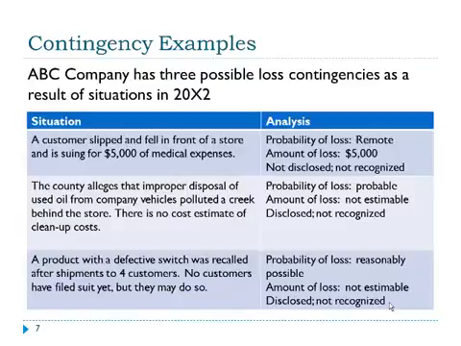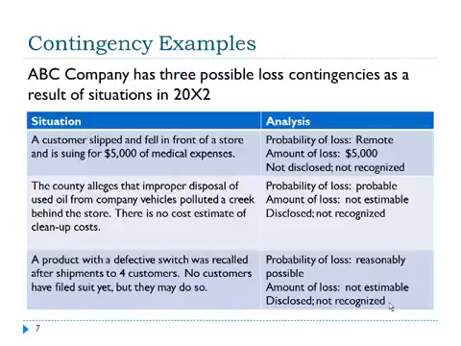The second one, the company is alleged to have improperly disposed of used oil from company vehicles, polluting a creek behind the store. There's no cost estimate for the cleanup costs. The probability of loss here, let's say that it's probable. The amount of the loss, though, is not estimable. So this information is going to be disclosed in the financial statement footnotes, but it can't be recognized because there's no number to associate with this contingency and put on the balance sheet.